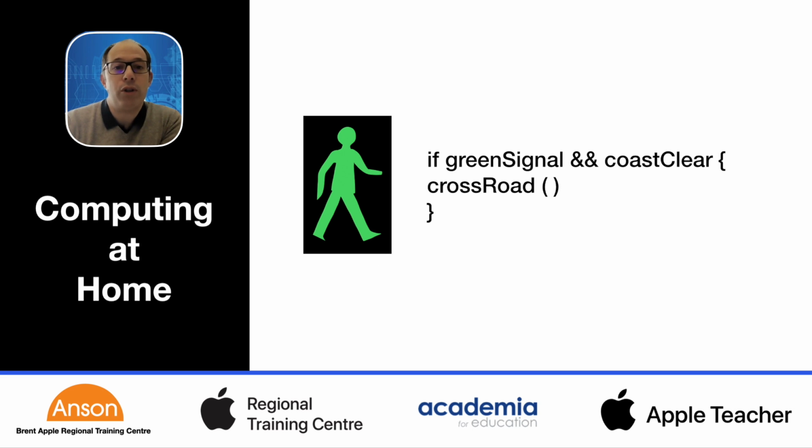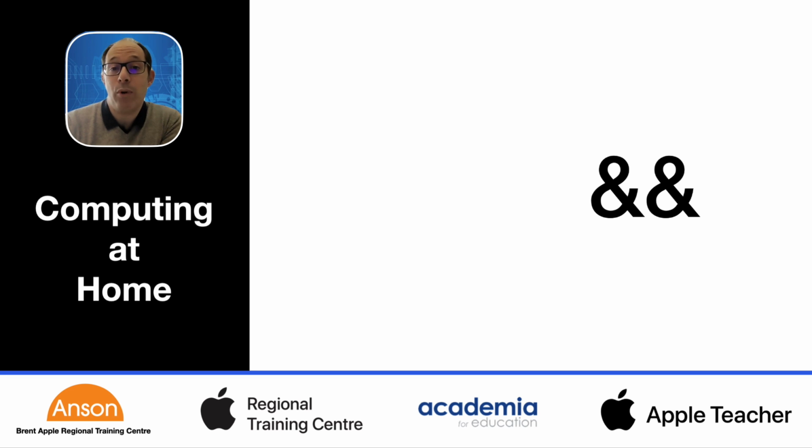If we code crossing the road at the traffic lights, we would say, if the green signal and the coast is clear, cross the road. And so this is the symbol for and in our code.